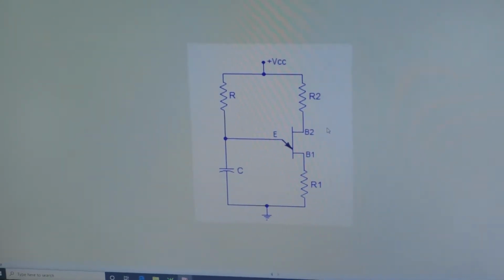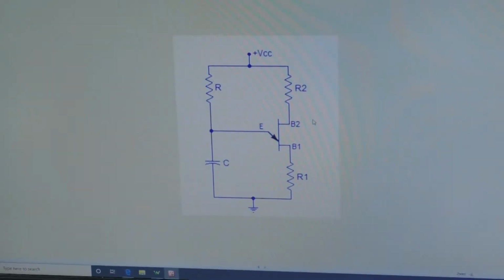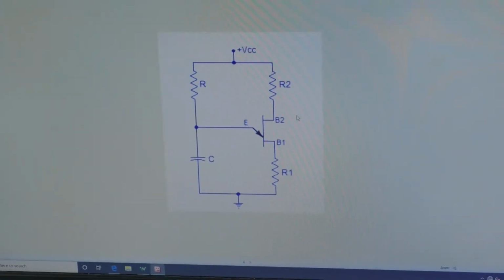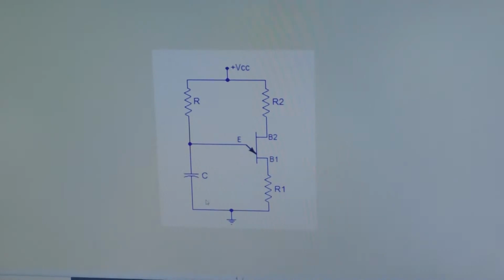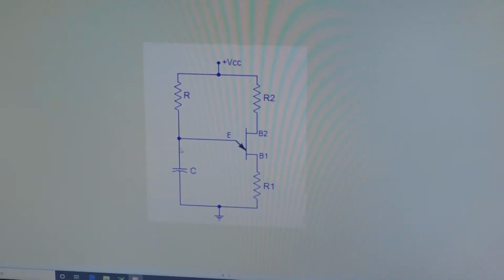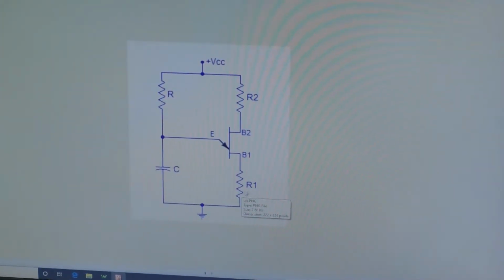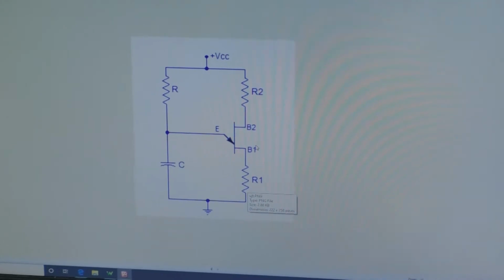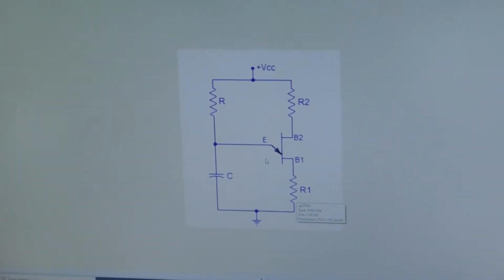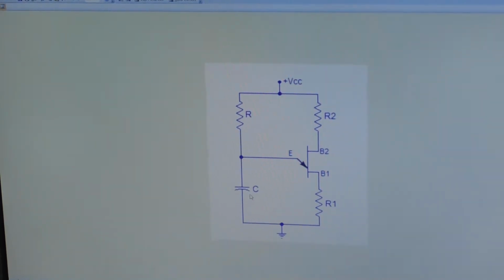The UJT relaxation oscillator is called so because the timing interval is set by the charging and discharging of the capacitor which is present here, connected from the emitter to the ground. Here you can see the output waveform of the UJT relaxation oscillator with the corresponding capacitor voltage and the output.